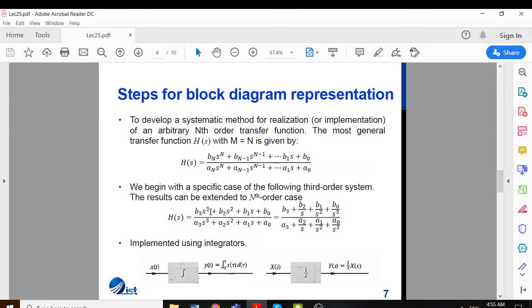So I take s cube common from both the numerator and denominator, and this is what I get. So this is b3 plus b2 by s, which means this term comes with a single integration, this term comes after a dual integrator, and this term comes after a triple integrator, and so it is true for the denominator.